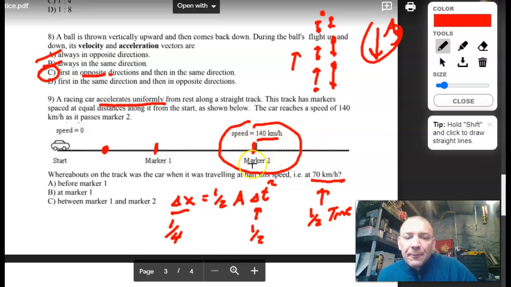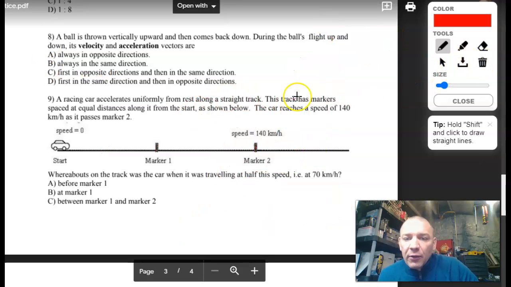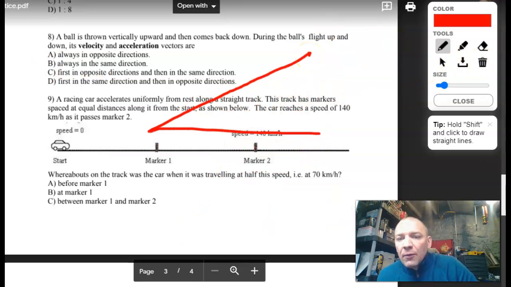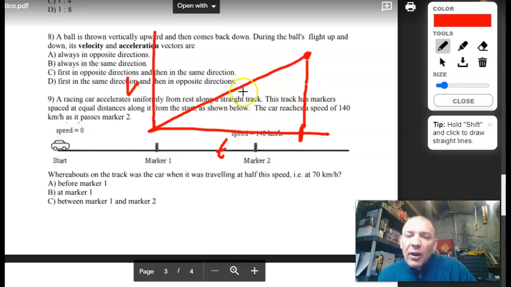Another way to look at that would be to think about this graph here. If we have a velocity time graph, velocity versus time, and at marker 2, this full area would be marker 2. At half the time, we have a much smaller area than half of the total area of that triangle. So since you have less than half the area, you're going to be before marker 1. And that's the answer here.